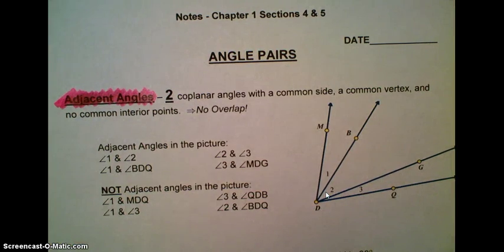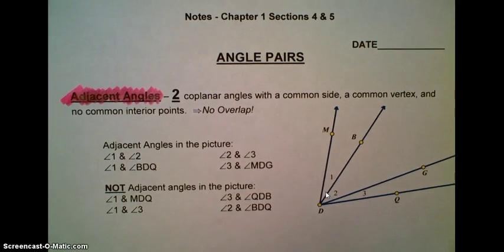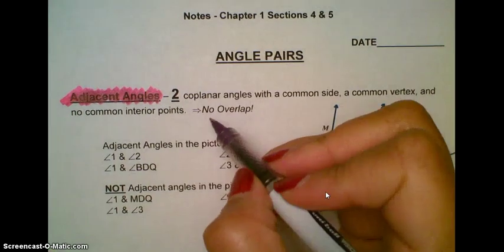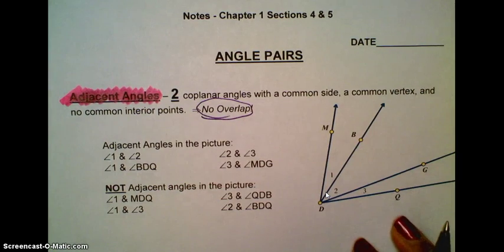and adjacent angles are two coplanar angles, gotta be coplanar, with a common side, a common vertex, and no common interior points. In other words, there is no overlap for these two angles. They do not share anything besides the side and the vertex.